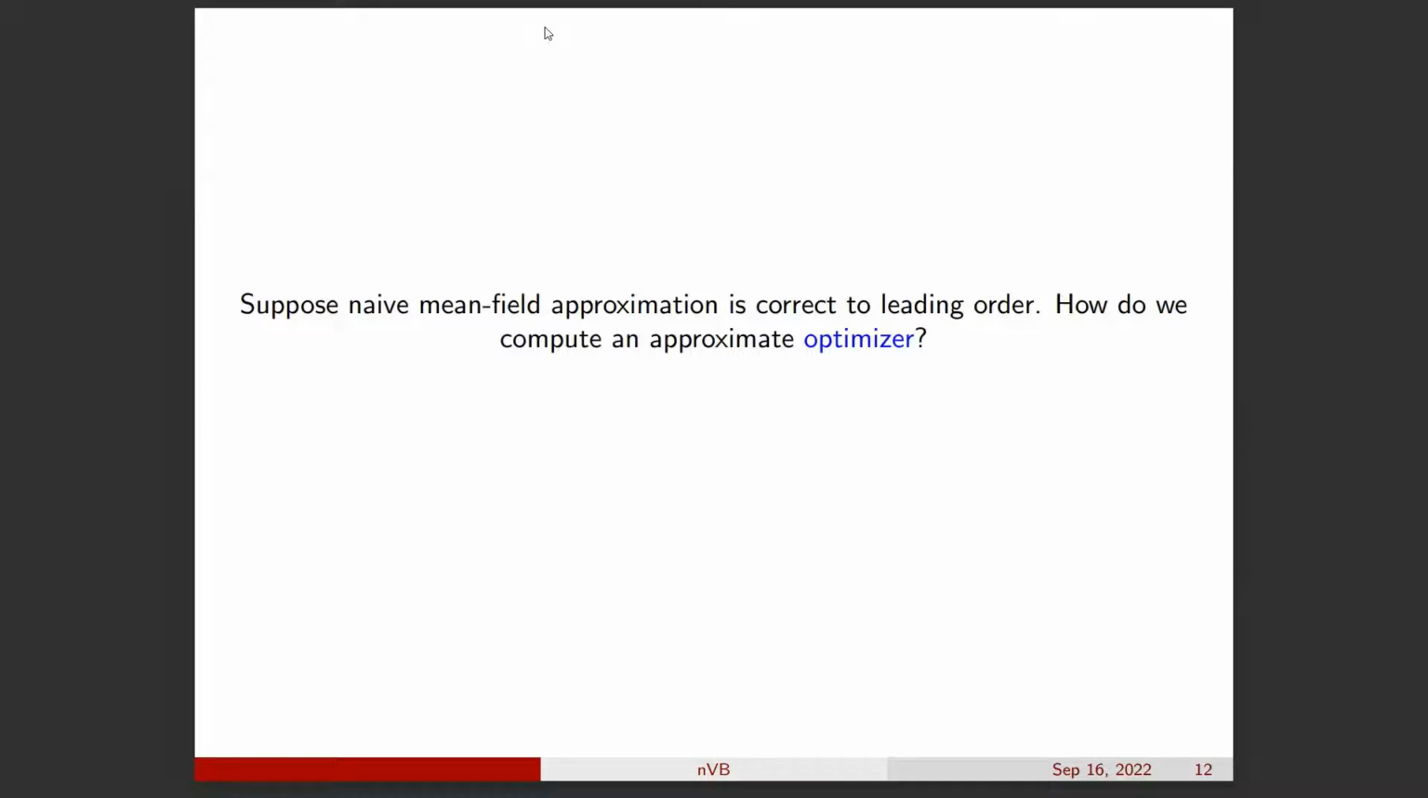There's a second question that I'd like to focus on for a bit, because this will be important as we go further along. Suppose now I know that my model satisfies this trace of A squared equals little o p kind of condition, so that naive mean field is reasonable. What that means essentially is that my posterior distribution can be quite well approximated by a product distribution, right? The question is, how do I actually find this product distribution?